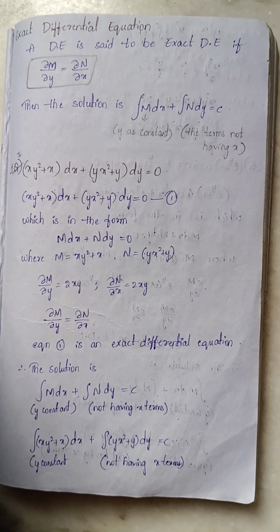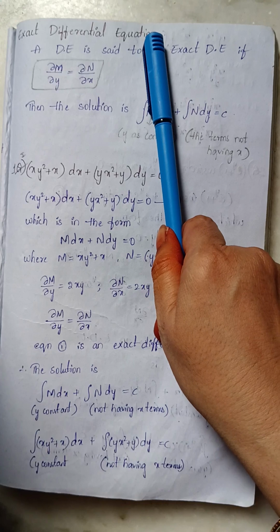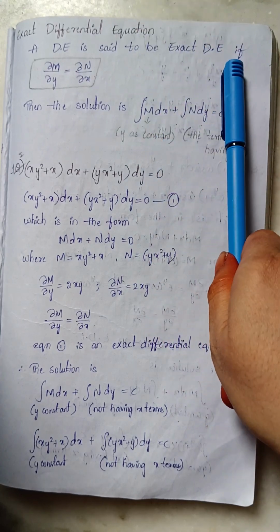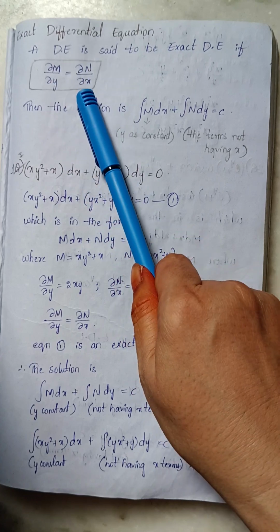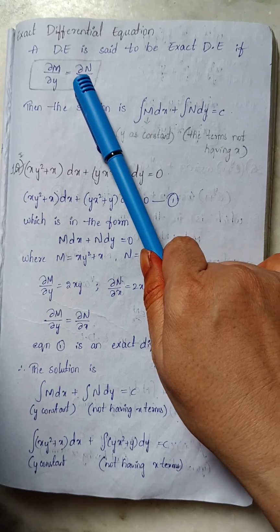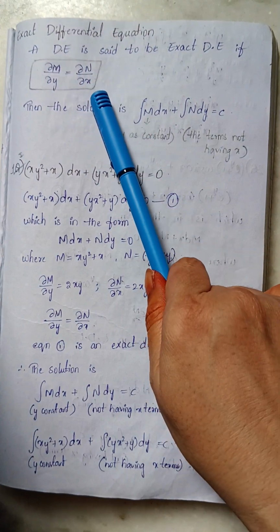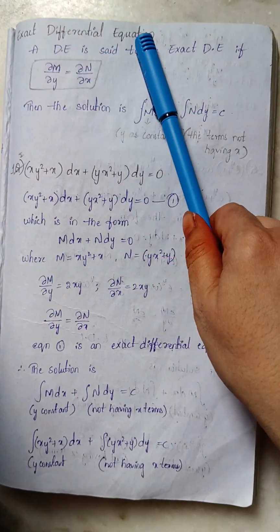So here any first order first degree differential equation is given, to check whether it is an exact differential equation or not, we need to satisfy some condition. What is that condition? Dou M by dou y equal to dou N by dou x. Partial differentiation of M with respect to y is equal to partial differentiation of N with respect to x. Then we can say the given differential equation is an exact differential equation.